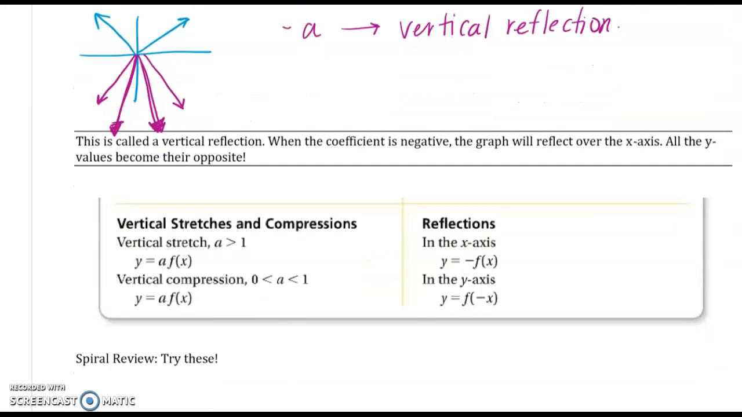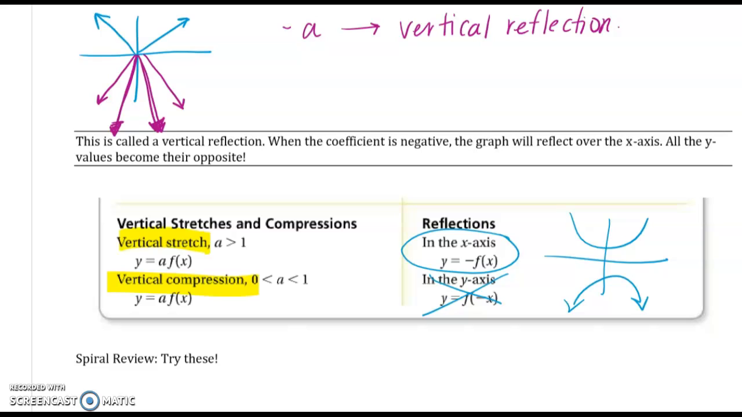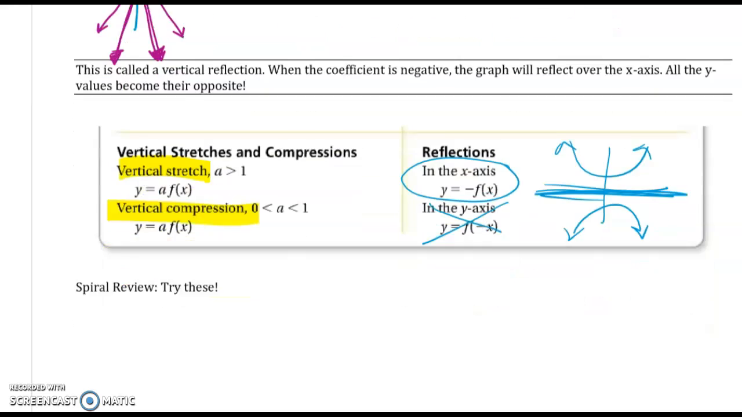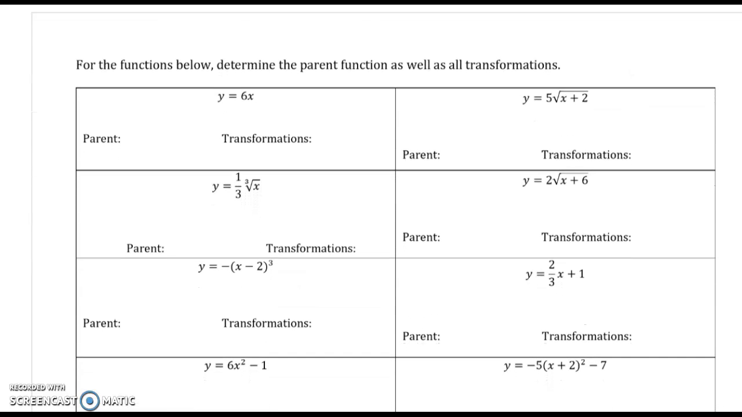Okay, so you can see here the main ideas. If a is greater than 1, then it's going to stretch. If a is between 0 and 1, right, it's going to compress. Now, this is the one we don't really look at. I want you to just focus on this. It'll reflect over the x-axis, which means it's going to reflect up and down, because this is our x-axis right here. All right, so let's try some examples.